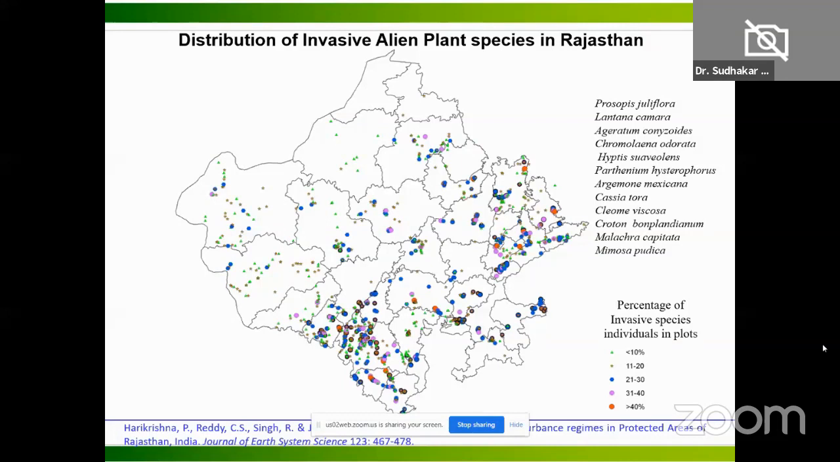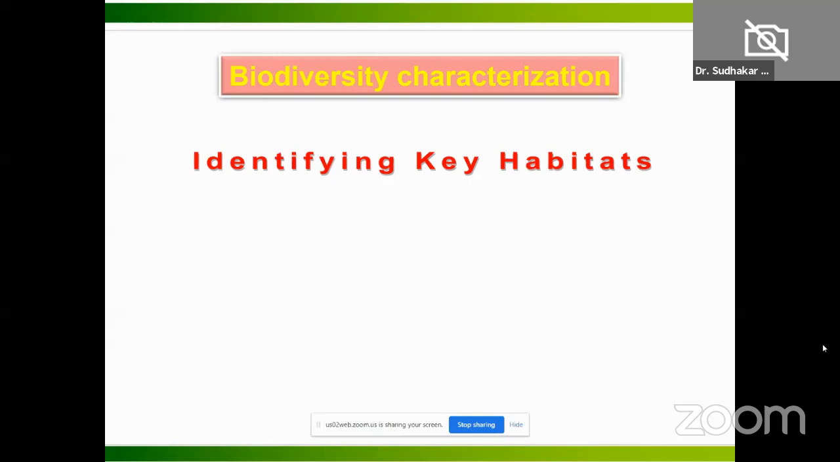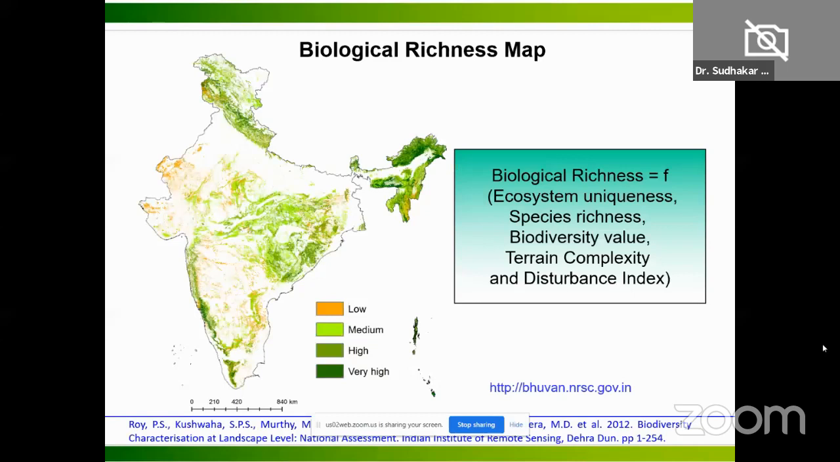Then I'm showing a few more applications of remote sensing in identifying key habitats for biodiversity conservation. So here I'm showing one map, the biological richness map. This map is a product of a nationwide program conducted as part of landscape level biodiversity characterization at national level. It is supported by more than 100 institutions, universities who have expertise in taxonomy and ecology. And they have done sampling across the country. Based on their inputs and the remote sensing inputs, we were able to map the potential areas of high biological richness in the country.